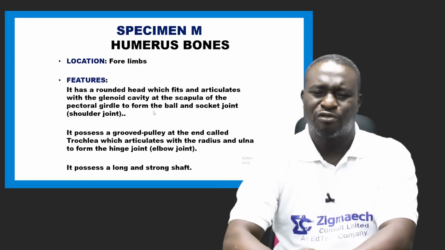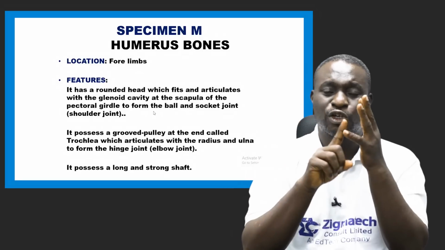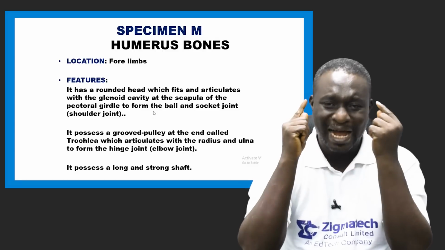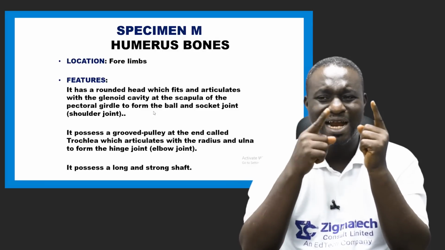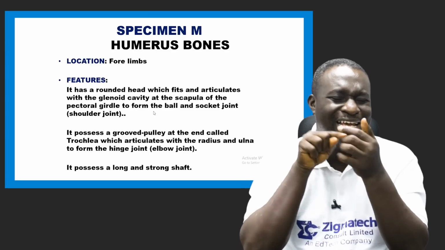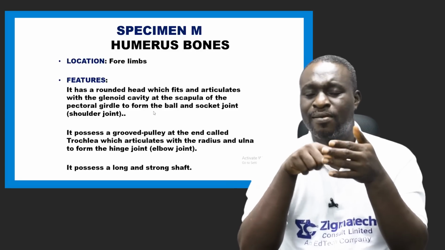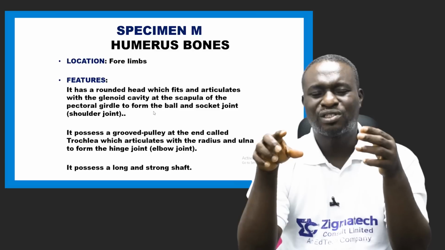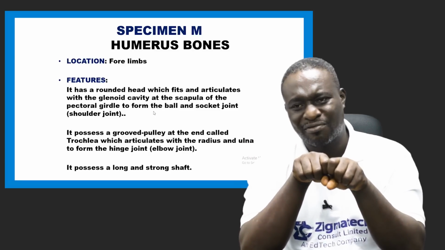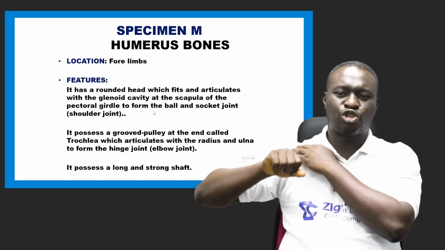Now, take note of some of the features of the humerus. The humerus consists of a head. It also has a shaft. Note that it has a head. The head is round, and it articulates and fits into what we call the glenoid cavity. Now, the glenoid cavity is found in the scapula. So it means that the humerus attaches with the scapula through the glenoid cavity to form what we call the shoulder joint.